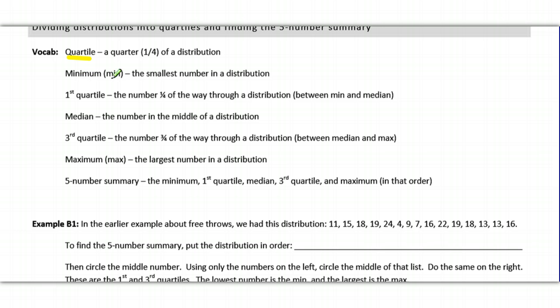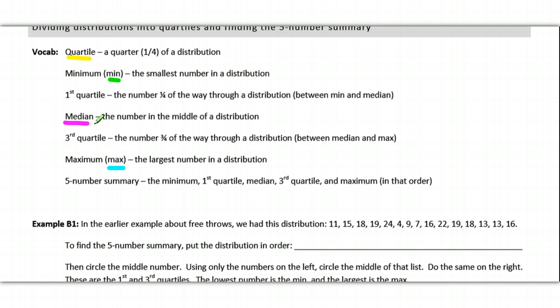A minimum, often called the min, is the smallest number. So if you have a big list of numbers and 2 is the smallest number, then 2 would be the minimum. The maximum, I'm going to skip down to the bottom, is just as you would expect, the largest number in a distribution. So if you have a big list of numbers, the maximum is the largest.